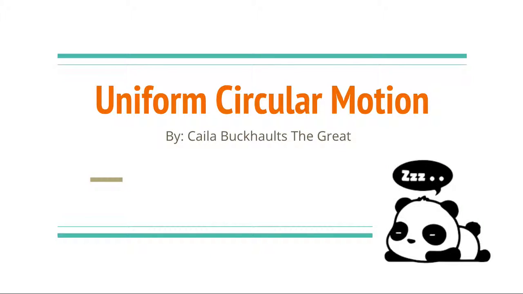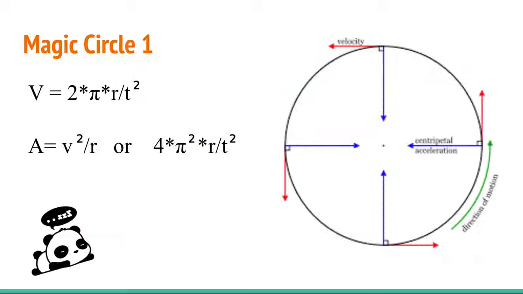On uniform circular motion. Remember, uniform is referring to the velocity inside of our system, how the velocity is not changing, but because there is a change in direction, there is still technically an acceleration. A little bit of review.